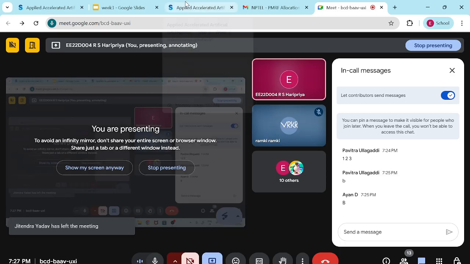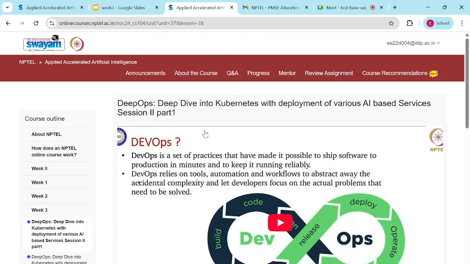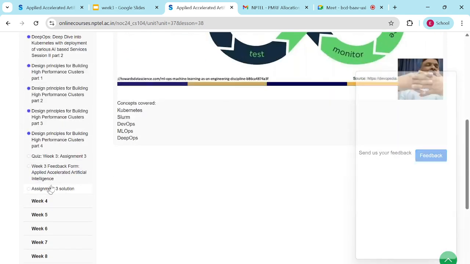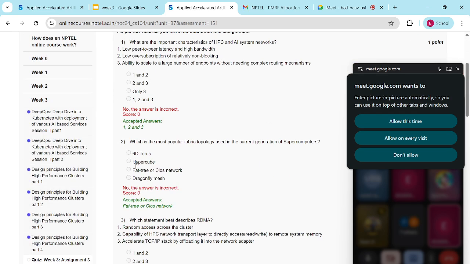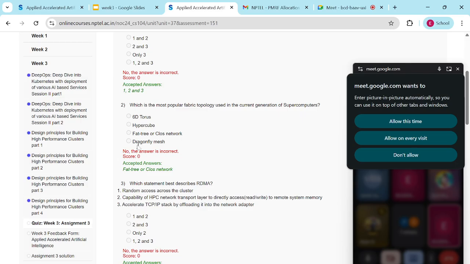One second, I think, what is InfiniBand? Yes, it's fat tree.